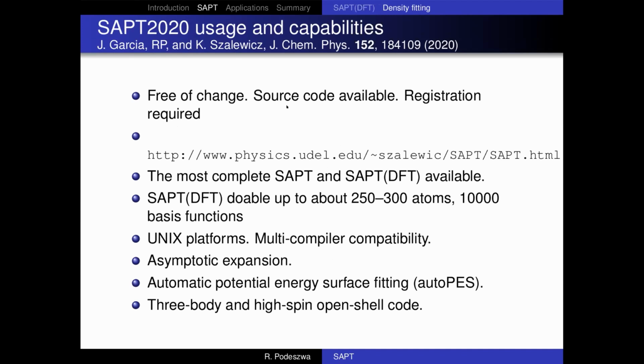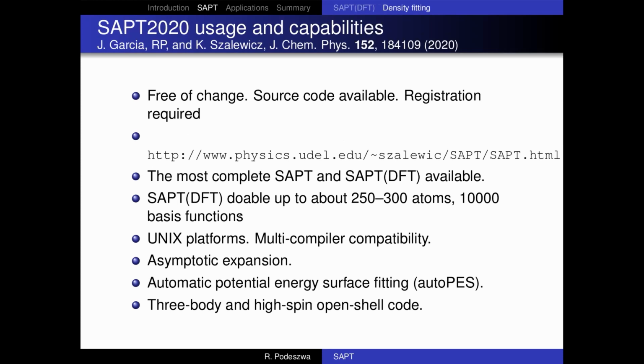It's free of charge. It's a non-commercial code. Source code is also available. You can tinker in it. However, it's not yet open source. Registration is required, but everybody is welcome for academic or commercial reasons. You can download it from this link, or you can Google SAPT 2020 and you get the same page.